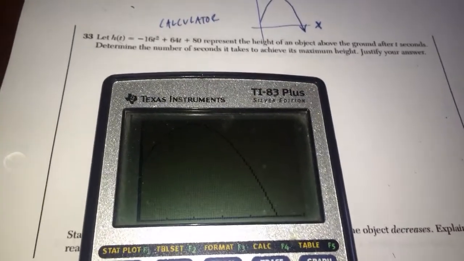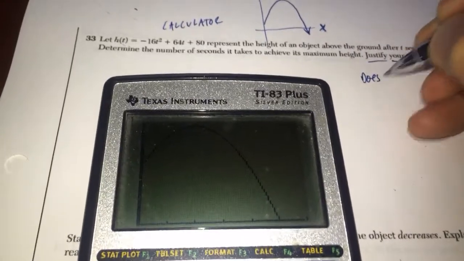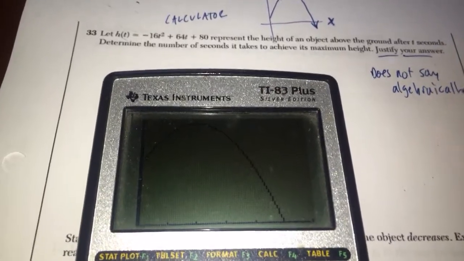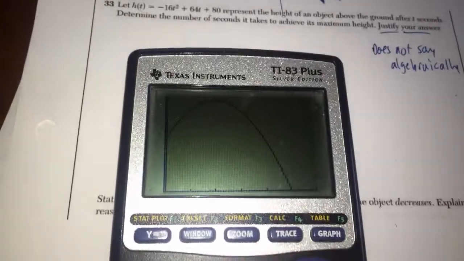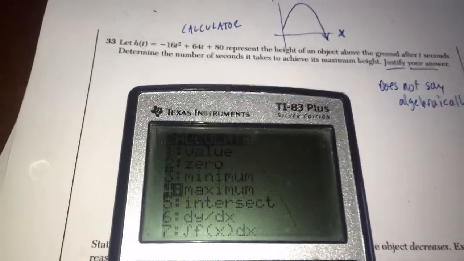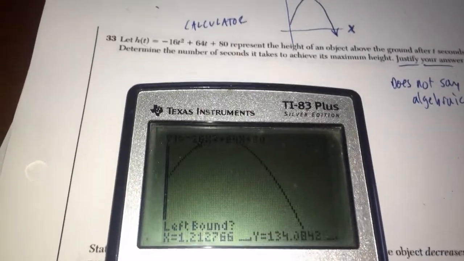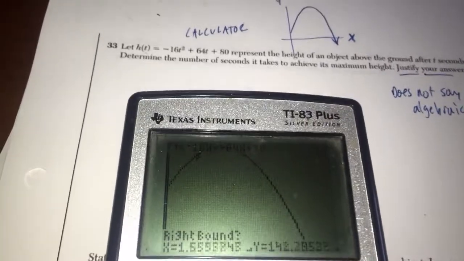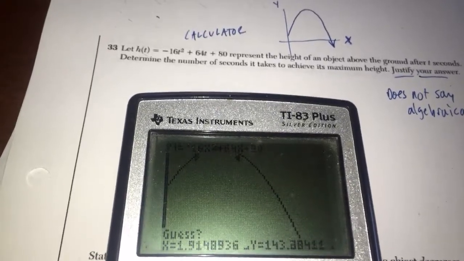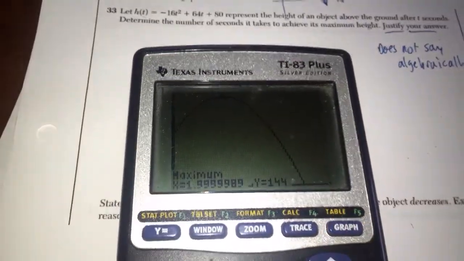It says, determine the number of seconds it takes to achieve its maximum height. It says justify your answer, and it does not say algebraically. So what I'm going to do is go to my calculate menu by hitting second trace, hitting enter on maximum because I am looking for the maximum point. So I move my cursor to the left of the highest point. Now it's asking you for a boundary on the right. I move my cursor on the right, and then I move my cursor in the middle somewhere and hit enter for a guess. It returns my highest point to be 1.99999.